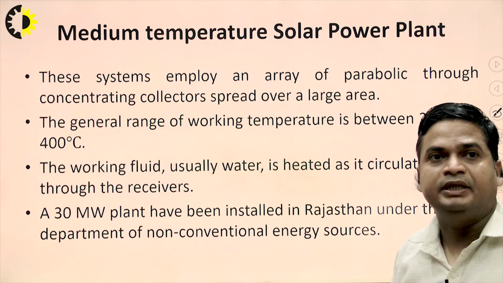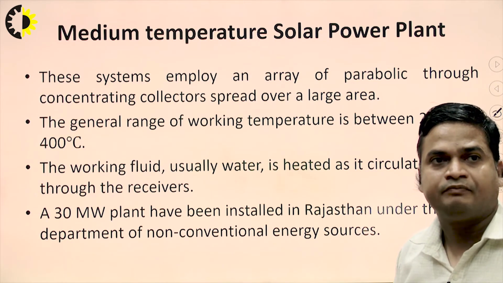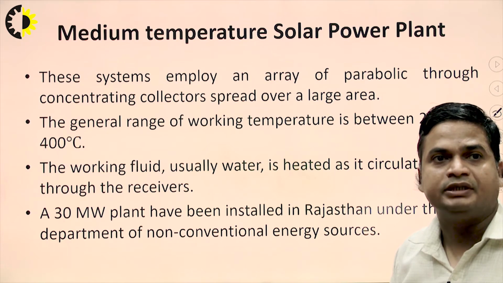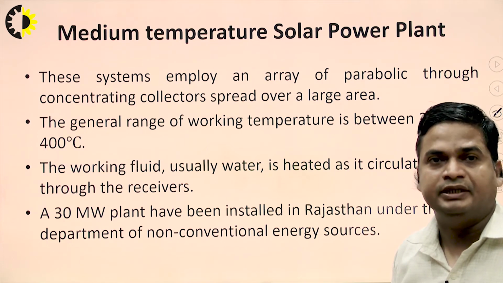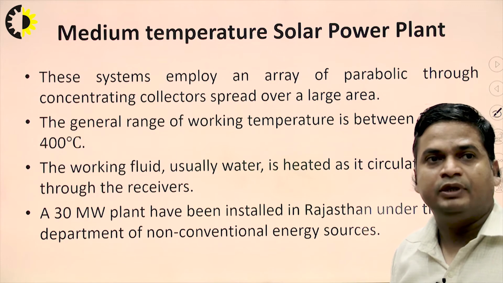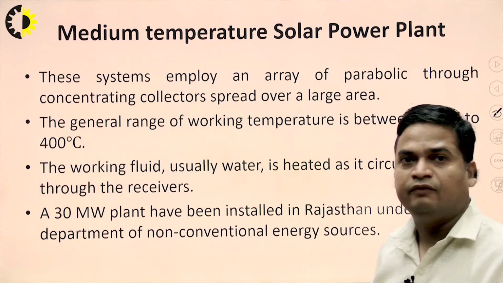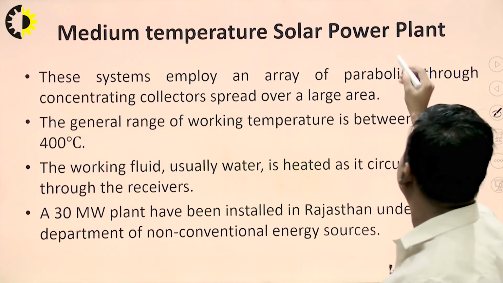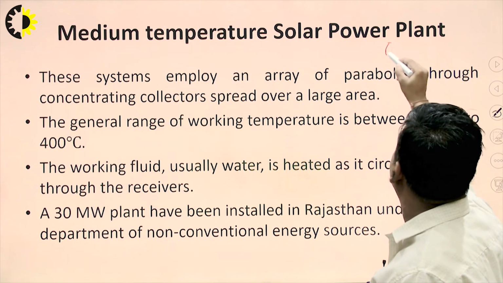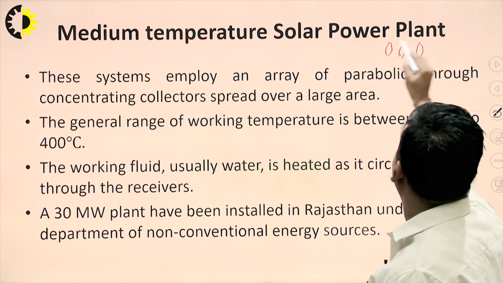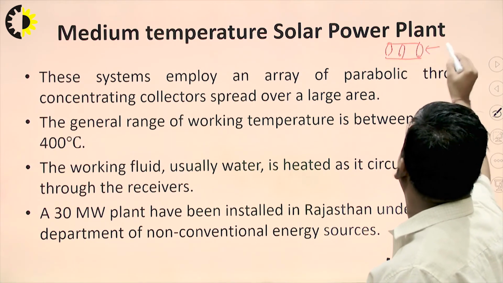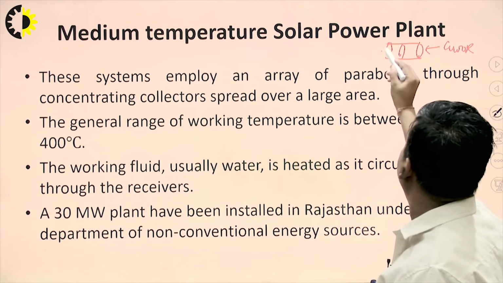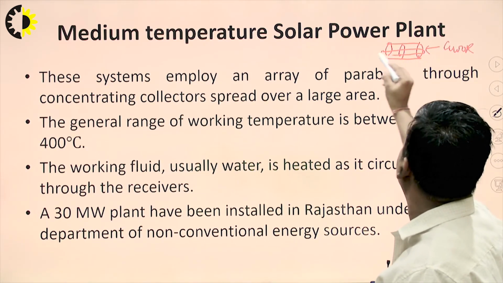Next is the medium temperature solar power plant. These systems employ an array of parabolic trough concentrating collectors spread over a large area. So parabolic troughs and concentrating collectors are curvature in nature. These are of curvature. A curve is there, and a pipe is flowing here.